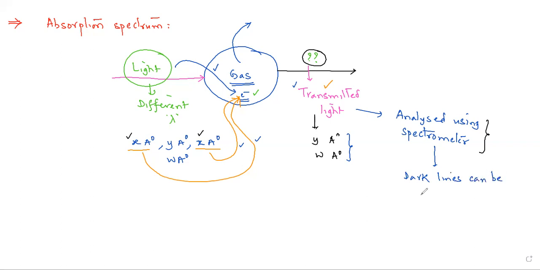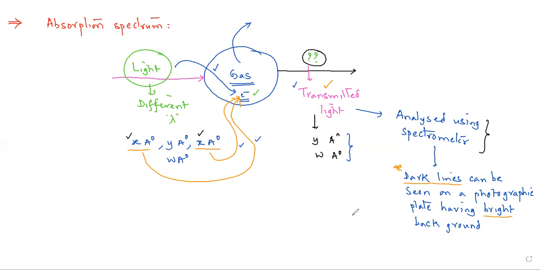Now these dark lines, of course, can be seen on a photographic plate having a bright background. Yes, of course, to see the dark lines, you need to use a bright photographic plate. Here you got dark lines; to see them, you have used a bright photographic plate. Whereas in emission spectrum, we got some bright lines on a photographic plate having a dark background.